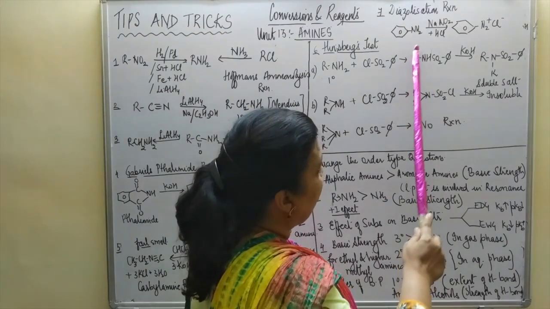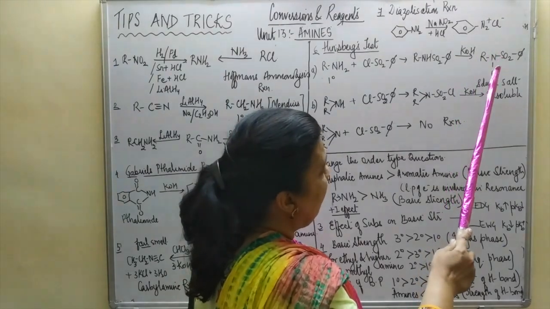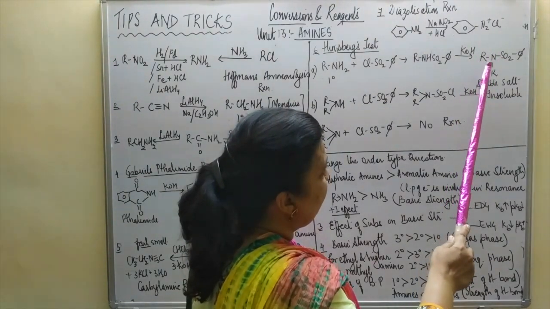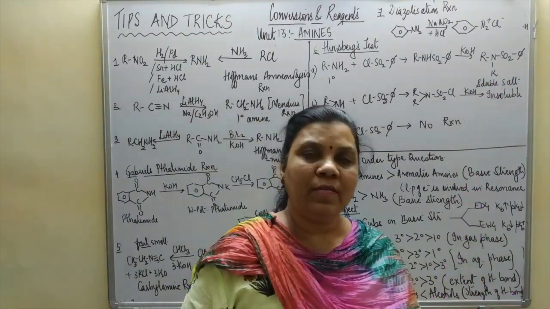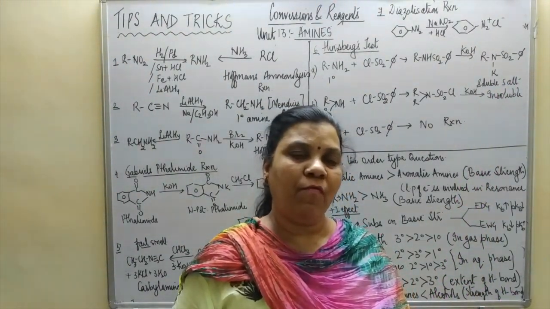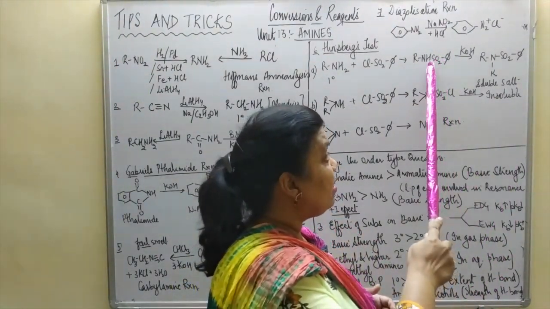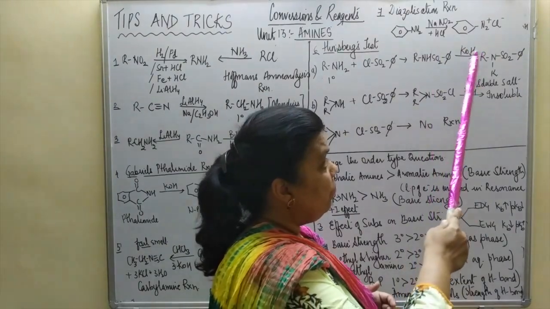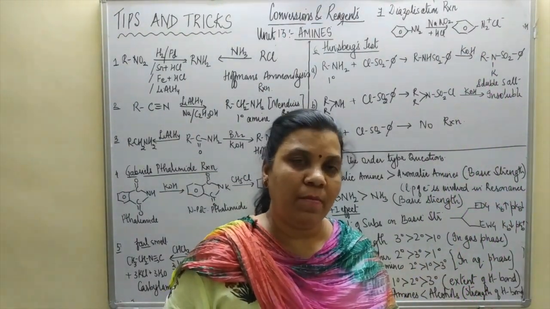N-alkyl benzene sulfonamide, which when further treated with KOH will form N-alkyl N-potassium benzene sulfonamide, and that means it will dissolve in KOH. It will form a soluble salt in KOH. Why? You can see there is an active H with nitrogen, which is replaced by potassium. So it dissolves in KOH, forming a soluble salt.